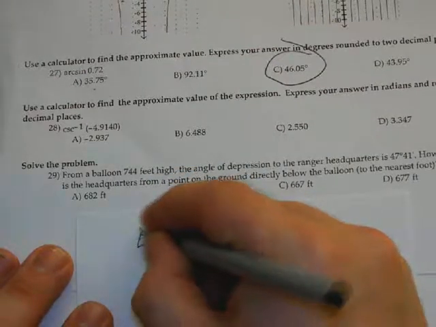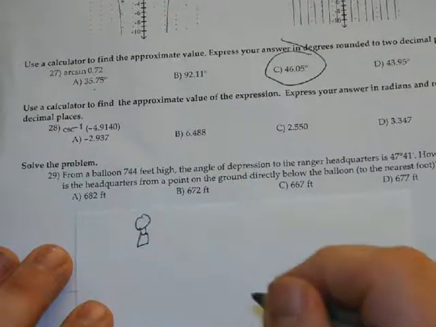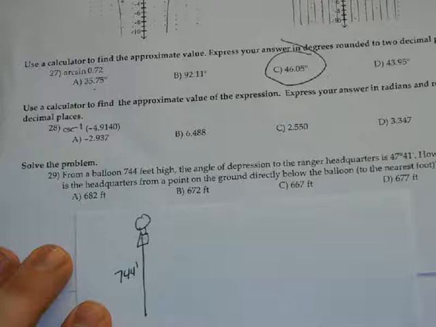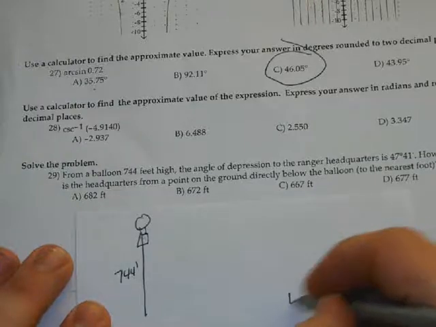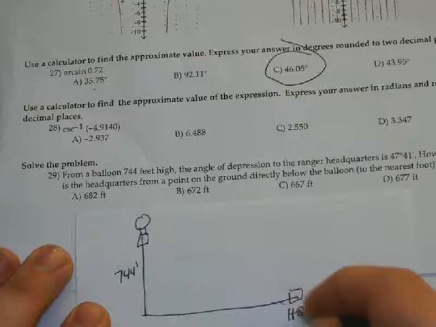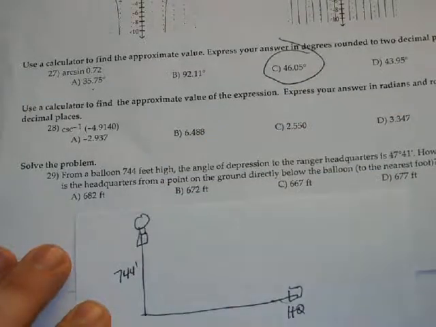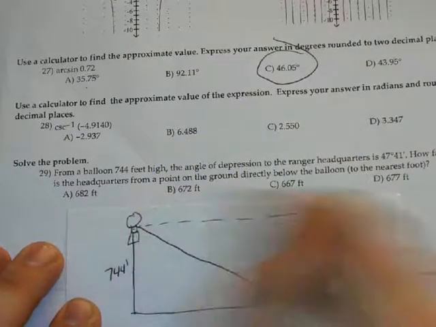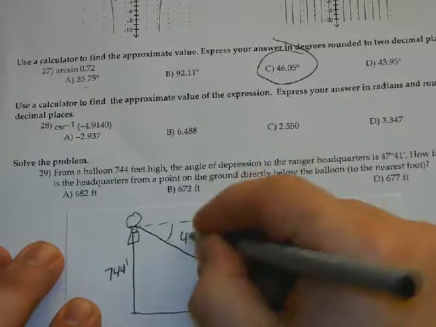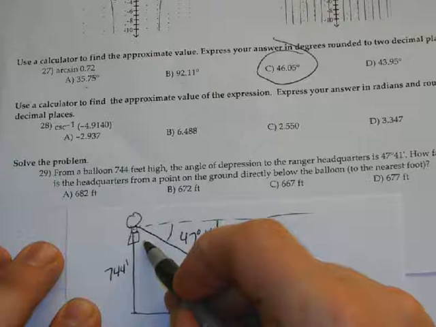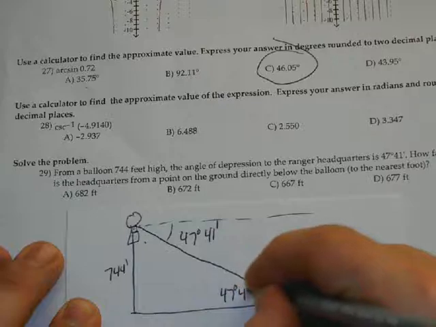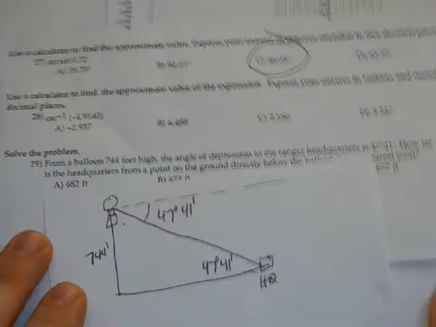Okay, number 29. From a balloon 740 feet high, the angle of depression to the Ranger headquarters is 47 degrees 41 minutes. So the angle of depression is this angle right here. It is not this angle here. But I do know that these two angles are congruent because these are parallel. And I'm looking for this length.